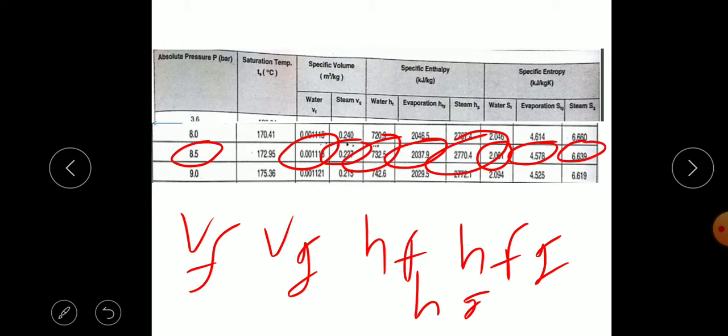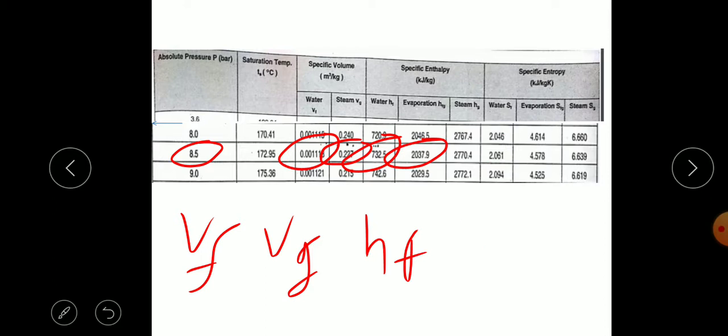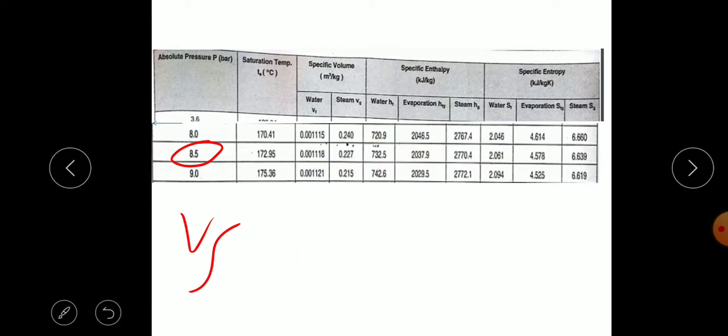Important: if the pressure is given and the temperature of the steam is not given, we use the steam table on the pressure basis, corresponding to the pressure.